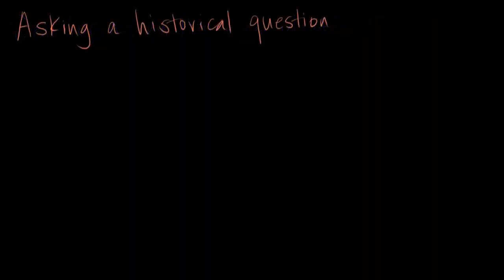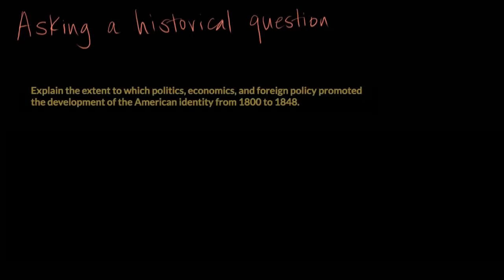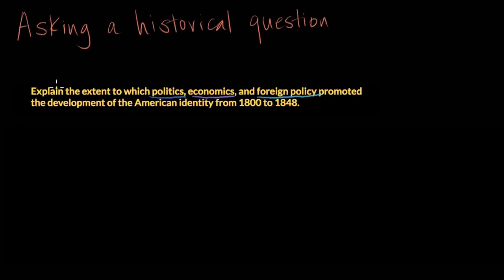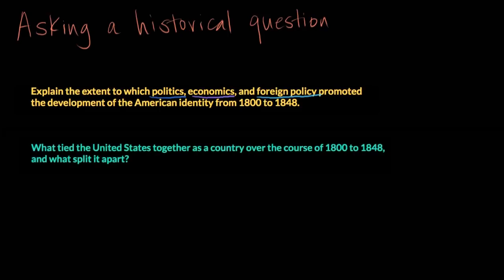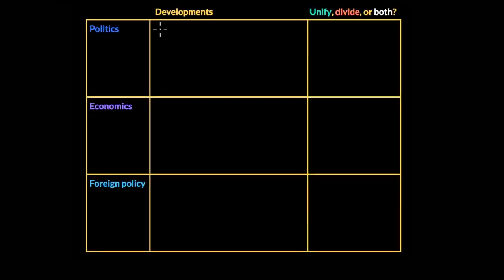What we're doing here really is asking a historical question. If you saw this on the AP exam, the question might look something like this. Explain the extent to which politics, economics, and foreign policy promoted the development of the American identity from 1800 to 1848. Sounds pretty fancy schmancy. But we can translate that to a simpler question. What tied the United States together as a country over the course of 1800 to 1848, and what split it apart? To answer this, let's review what happened in this period in these three areas: politics, economics, and foreign policy, and see if we think they contributed to a unified American identity or a divided regional identity.